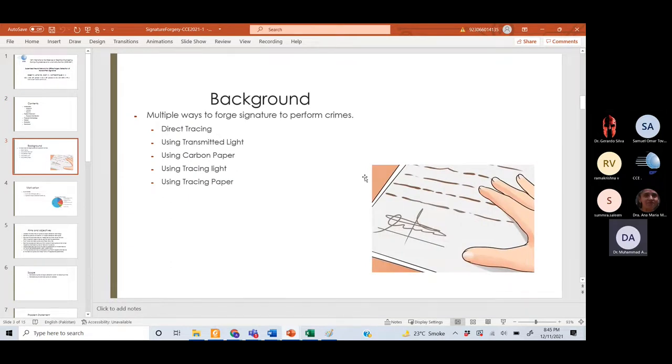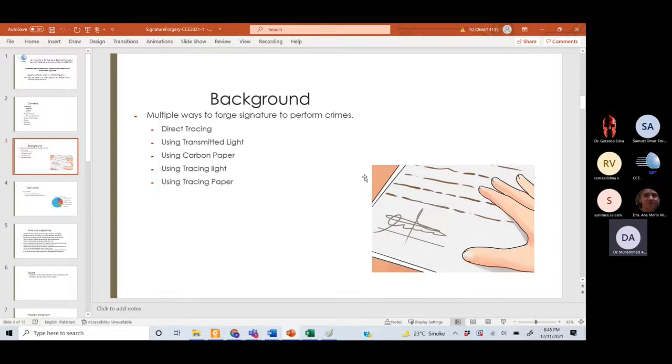Forgery has different types, contributing toward multiple crimes. International and national criminals are involved in these types of activities. A few days ago, there was a huge scandal here in my country: the accounts of a nationalized bank were hacked, and many of the customers lost their assets.